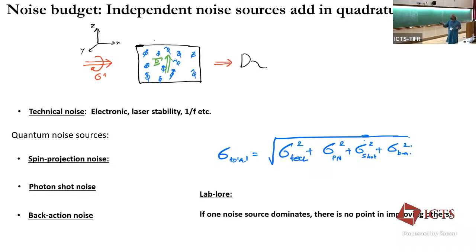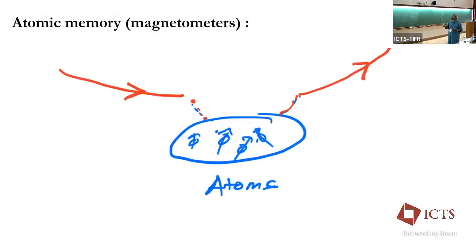This is a lab law that all starting experimentalist students should know: if one noise is dominating, for example, if your technical noise is dominating, there's no point in thinking about this. Similarly, most standard magnetometers actually operate in a regime dominated by the spin projection noise. There's shot noise and back action noise, but what I'll be talking about later is actually this shot noise regime. So that is the part. I think there were questions, so let me move on.